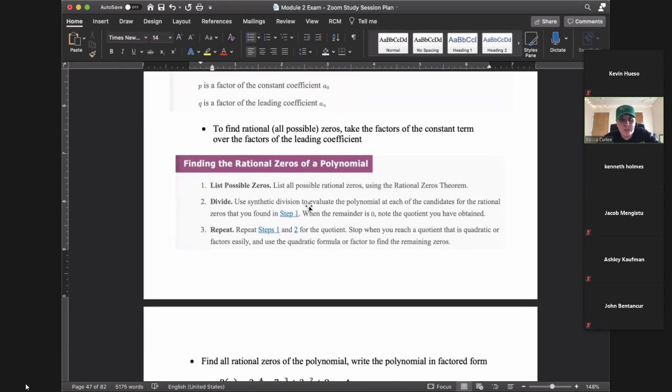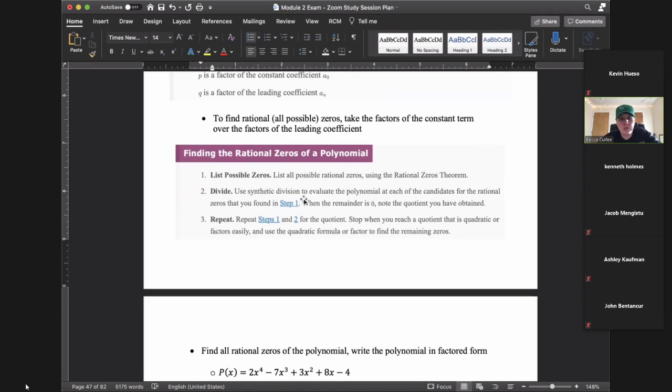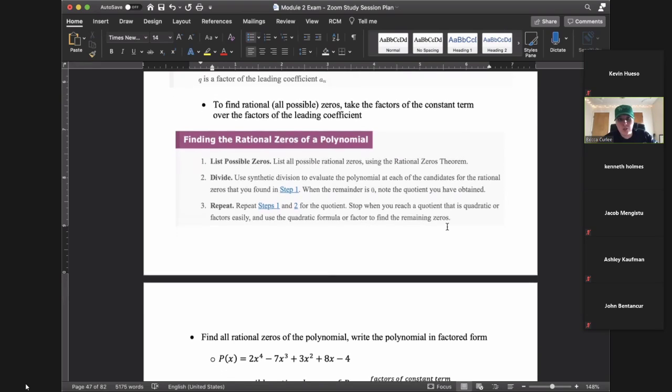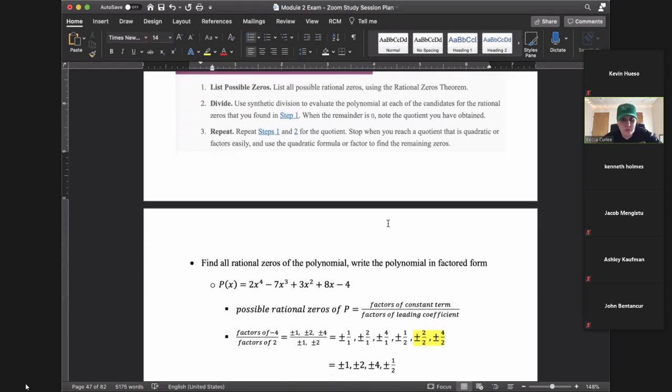And then you're going to use synthetic division, and you're going to try some of the candidates for the rational zeros. You're just going to try some of the possible zeros to see if the remainder is going to be 0. If you find a remainder 0, then you know it is a 0, so it's going to be a rational root. Then just keep going until you reach a quotient that is a quadratic or factors easily, and then use the quadratic formula to find the remaining zeros.